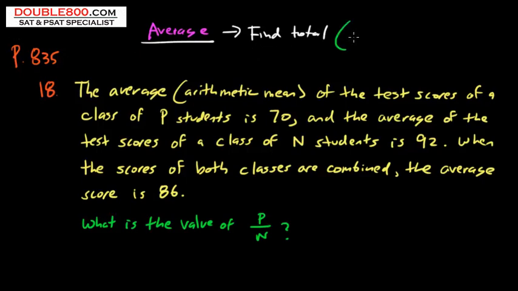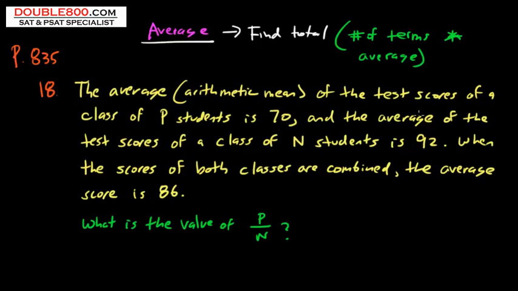The total is always going to be defined as the number of terms, however many terms, multiplied by the average. That will give you the sum or the total. So just because there's variables, nothing changes here. Let's go through the steps.